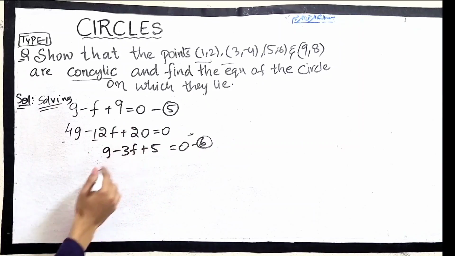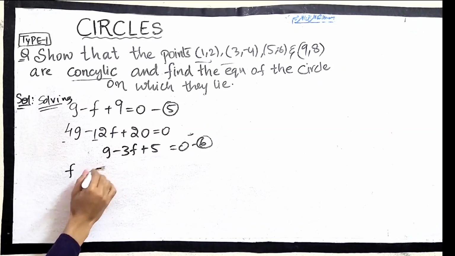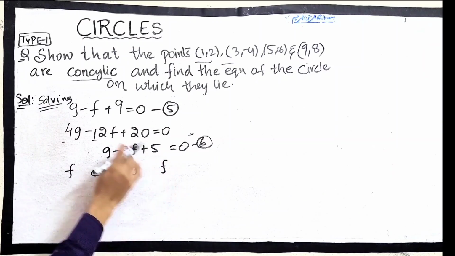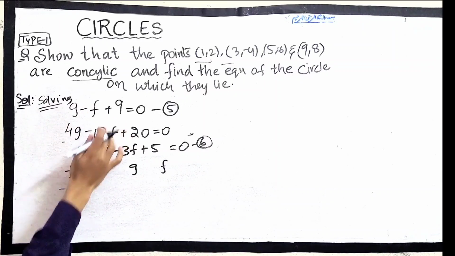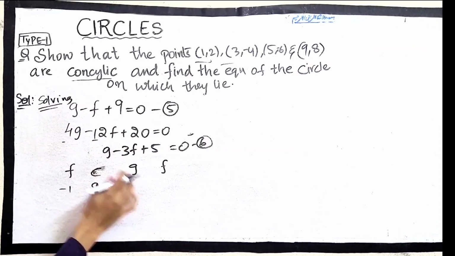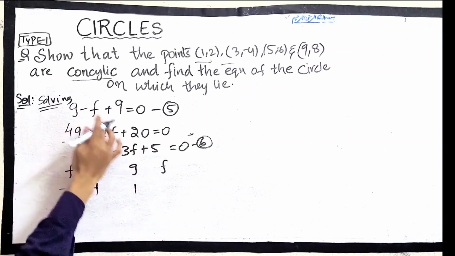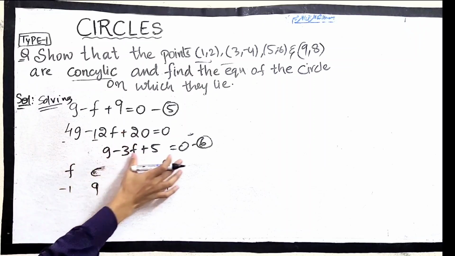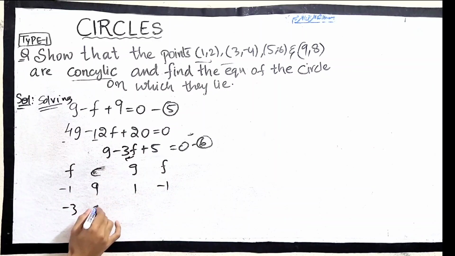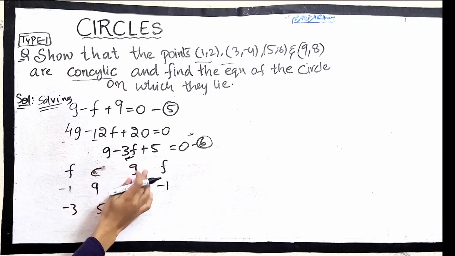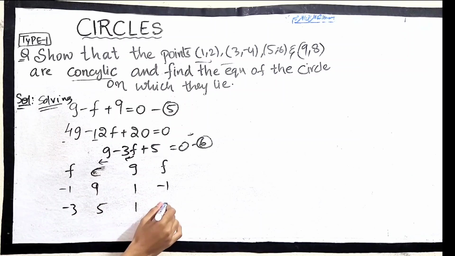Now solving this, generally I prefer the FCGF method. What is that? FCGF. So just write the terms. What is the coefficient term of f? It is minus 1 and c is the constant term, which is 9. G is again, coefficient term of g you have to write, and for f it is minus 1. Similarly for the sixth equation, the coefficient of f is minus 3 and c is 5, and the next term g, coefficient of g is 1 and f is minus 3.